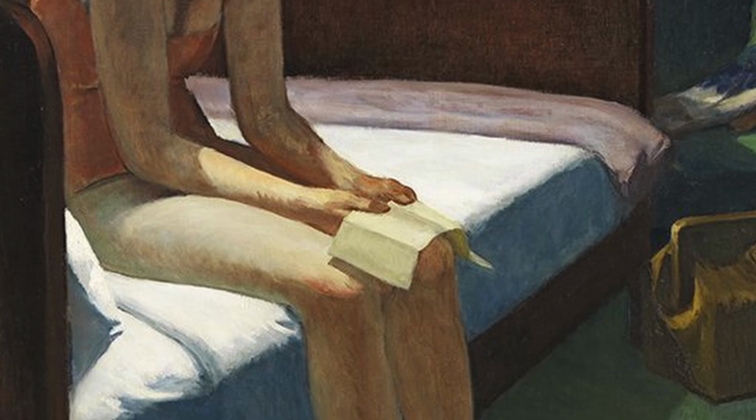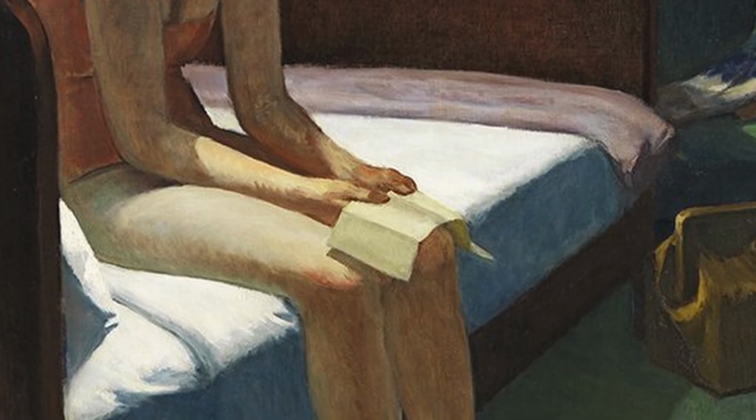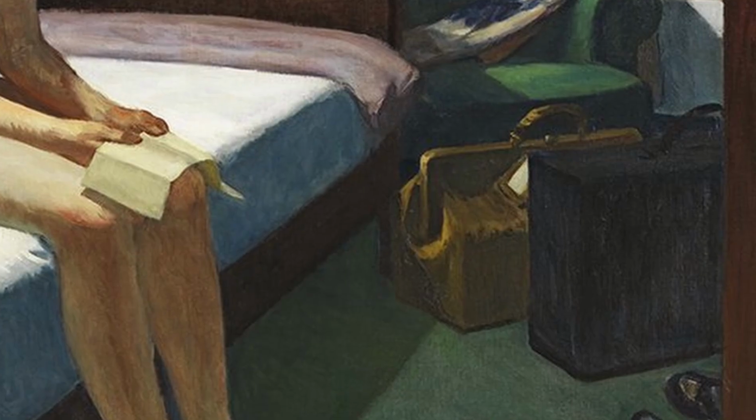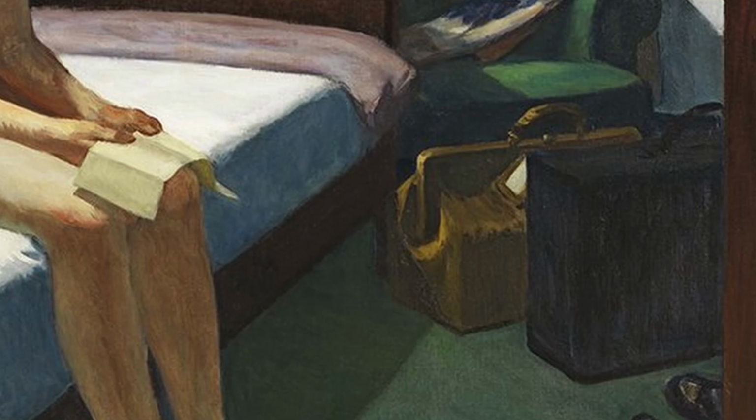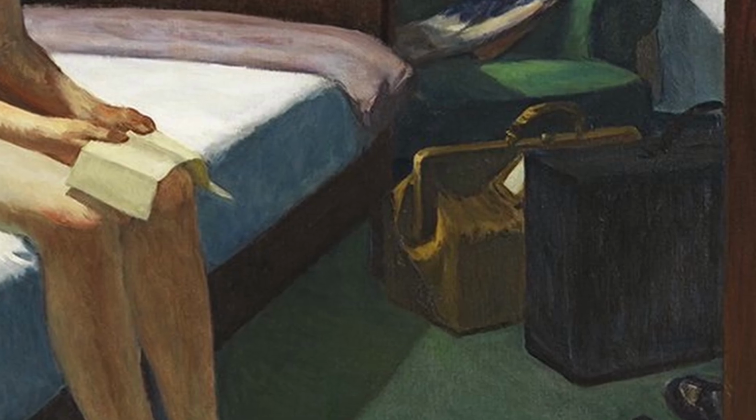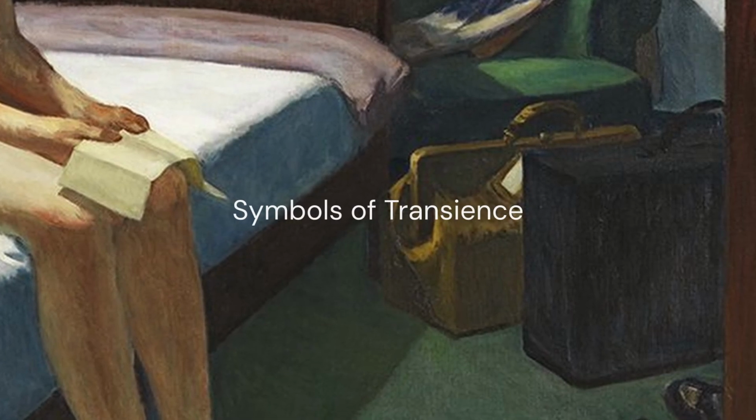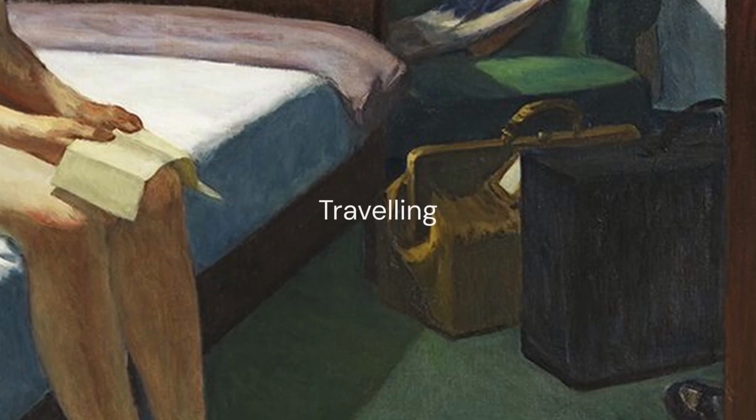In her hands, she holds a small piece of paper. It could be anything actually, because there's nothing written in it. But thanks to Jo's notes, Hopper's wife, we know that this paper is actually a train timetable. Now let's have a look at the unpacked bags sitting on the floor. They serve as symbols of transience. They immediately suggest traveling and a temporary existence in this place.